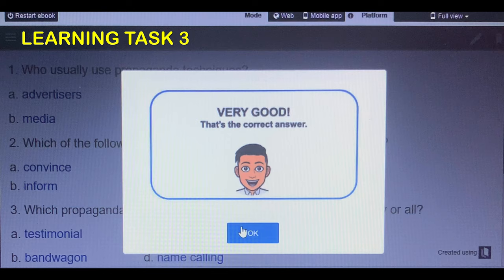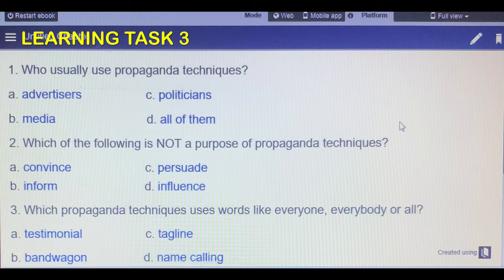Number 2. Which of the following is not a purpose of propaganda techniques? The word not is capitalized, so please take note of that.